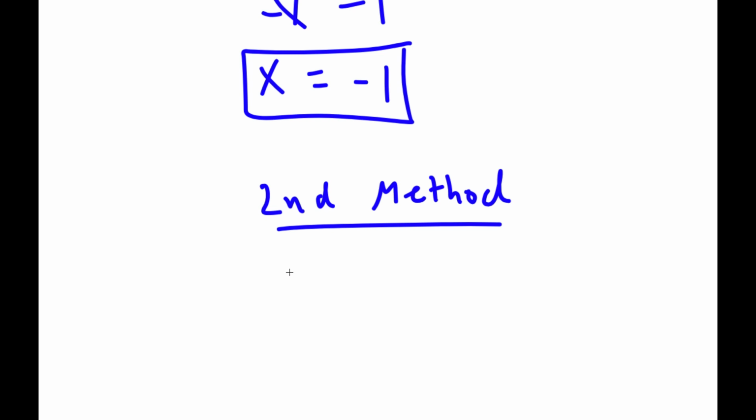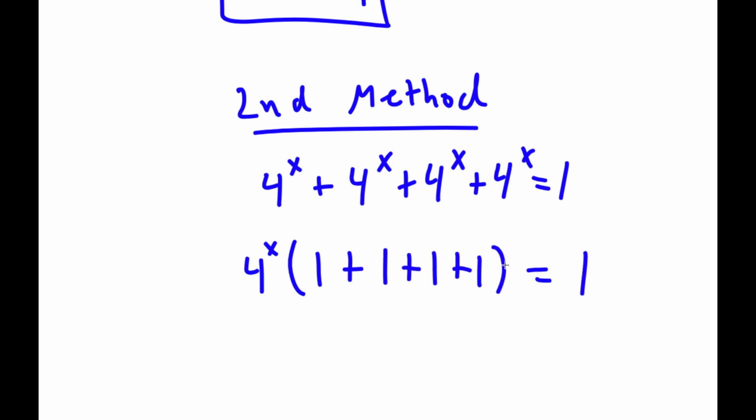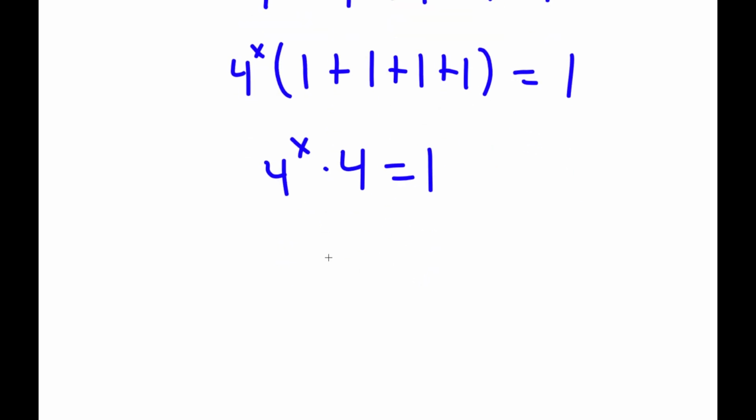So I again start with 4 to the power of x plus 4 to the power of x plus 4 to the power of x plus 4 to the power of x is equal to 1. And now I'm going to factor out 4 to the power of x again. So I get 4 to the power of x times 1 plus 1 plus 1 plus 1. Now I have 4 to the power of x times 4 is equal to 1. And now this time, instead of multiplying these two, I'm actually going to divide both sides by 4.